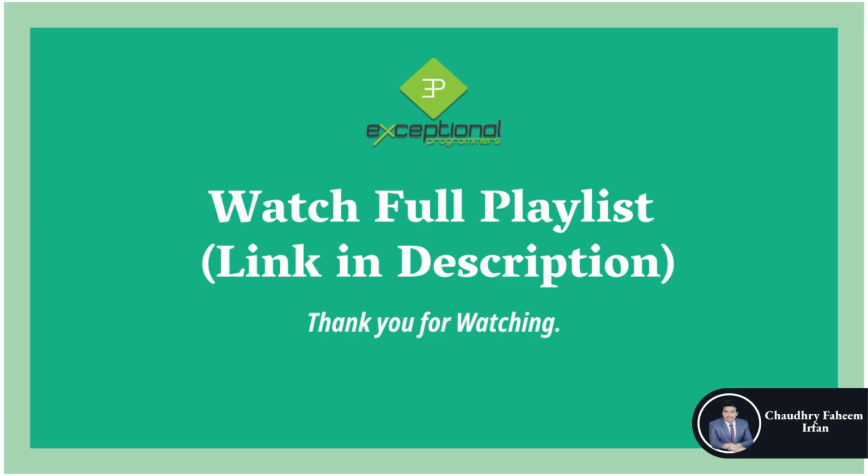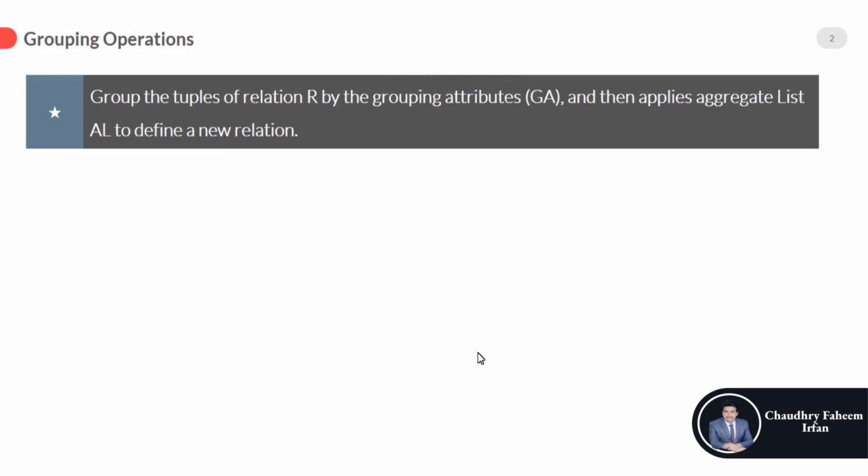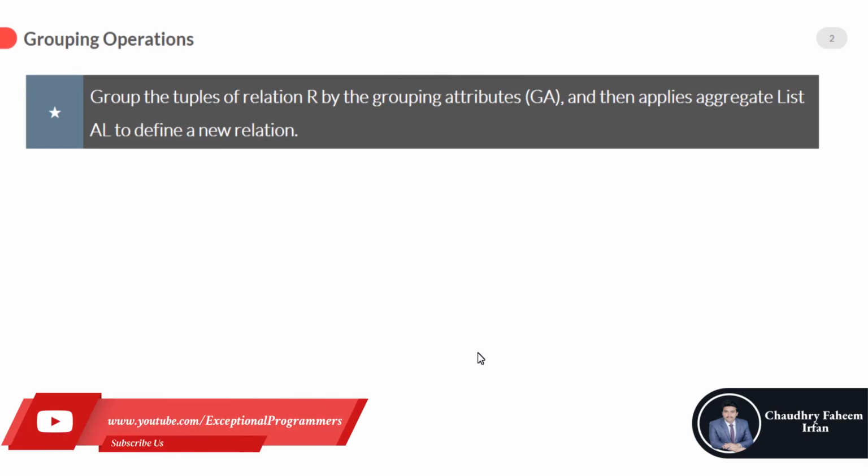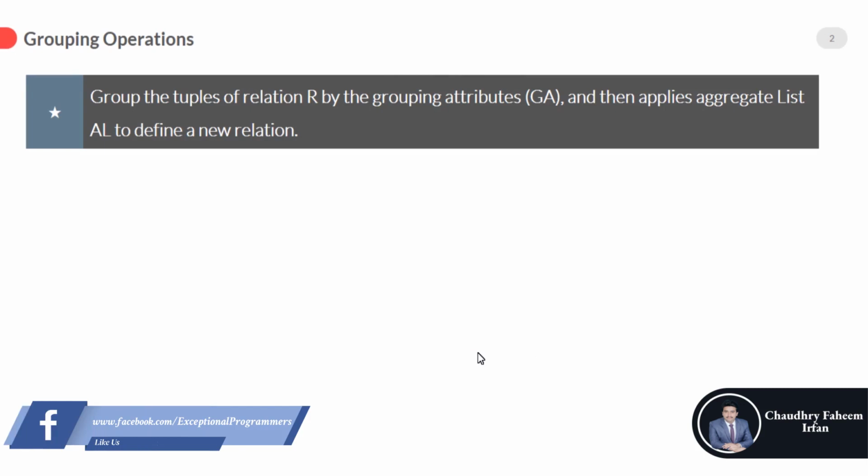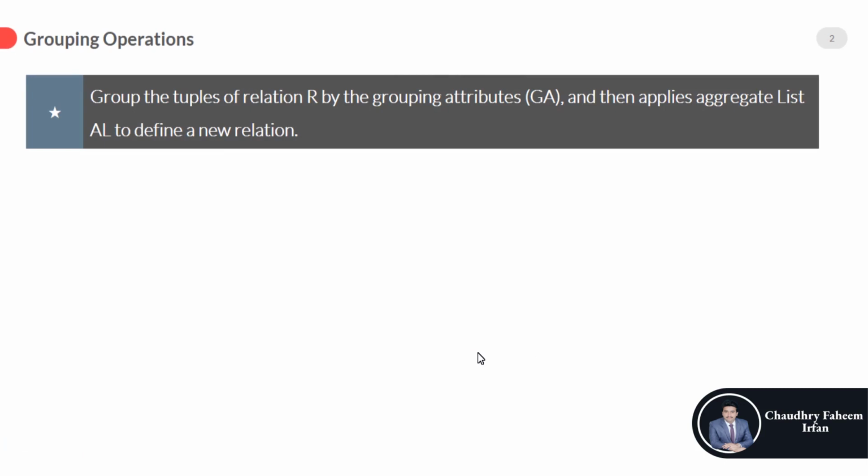Welcome to this lecture. In this lecture we are going to learn about grouping function. So here is the definition. Group the tuples of relation R by the grouping attributes GA and then apply aggregate list AL to define a new relation. Usually both grouping operations and aggregate operations are performed in a single query.